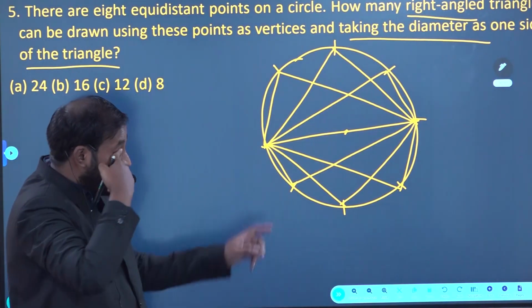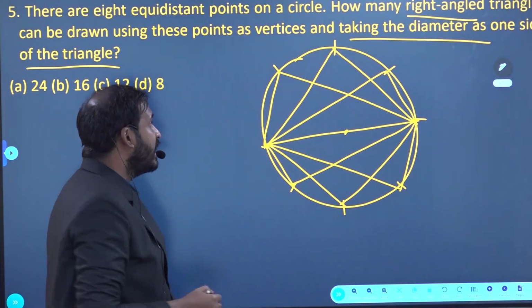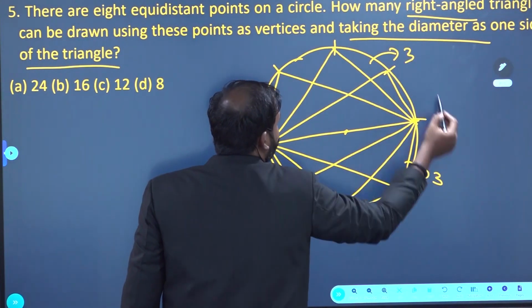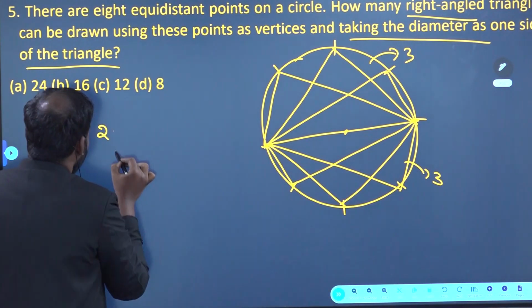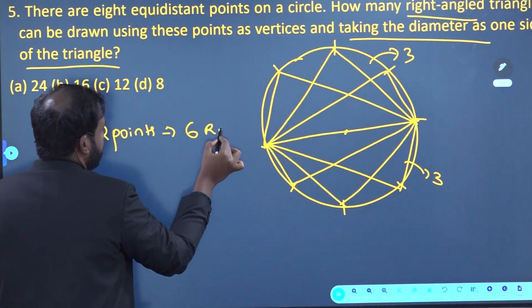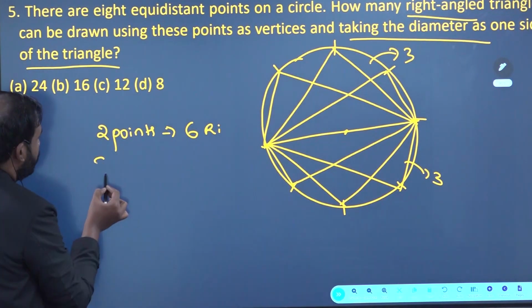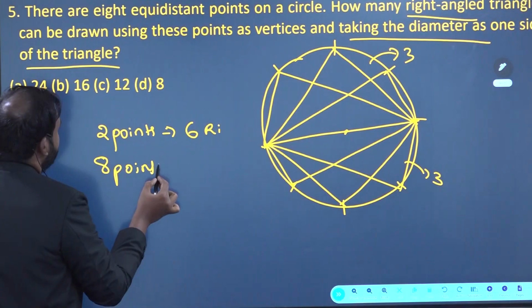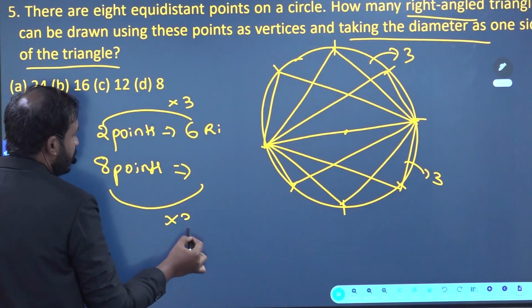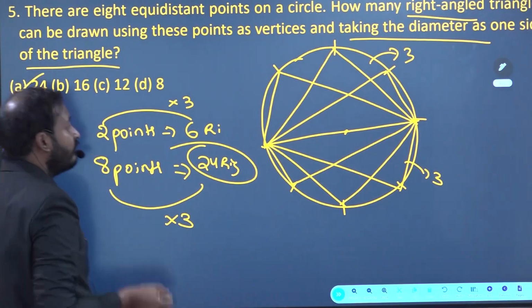That means with two points, how many right angle triangles are formed? 3 at the top, 3 at the bottom. So with 2 points, I can draw 6 right angled triangles. But in total I have how many points? 8 points, right? With 8 points, how many can I make? 2 into 3 is 6, and similarly into 3, 24 right angled triangles I can make.